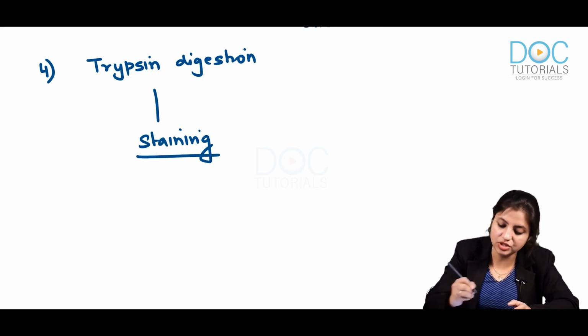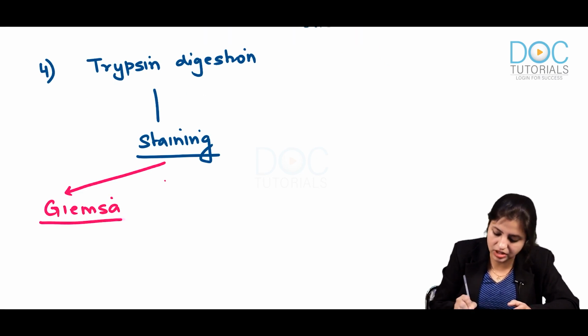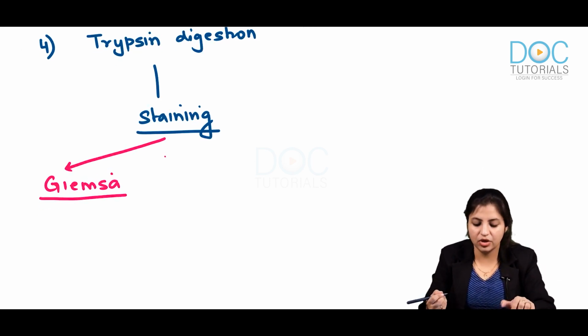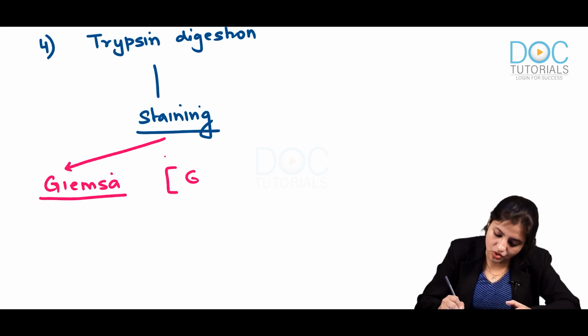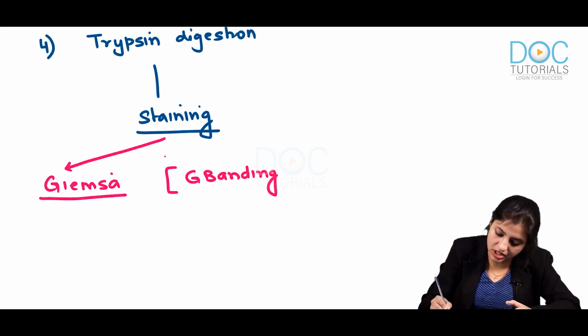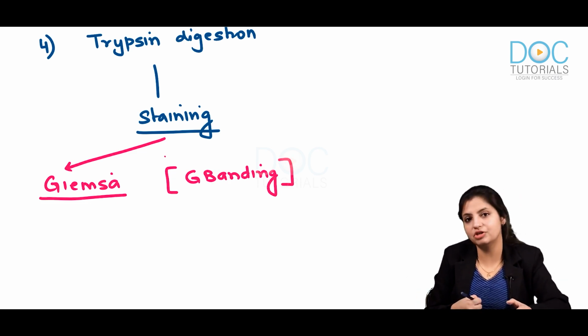When you proceed to staining, you stain predominantly with Giemsa dye. When you stain it with Giemsa, this banding is called G banding. Because you stain it with Giemsa, it is called G banding.